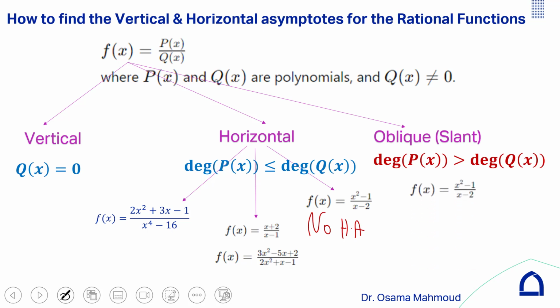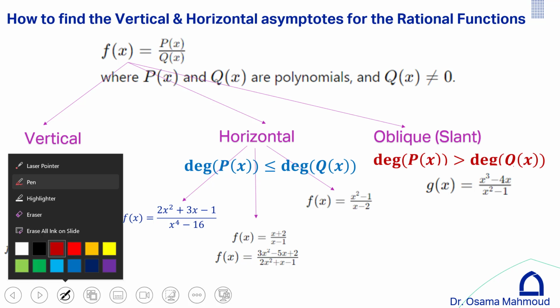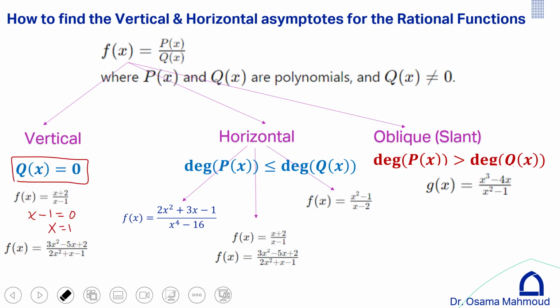Like this case. How to find the oblique asymptote? By using polynomial division. We will go through all of them. Let's go for this one. How to find the vertical asymptote? As we said, you put the denominator equal to 0. So what is the denominator? x minus 1, put it equal to 0. So x equal to 1 is a oblique, is a horizontal asymptote. Sorry. It is a vertical asymptote.